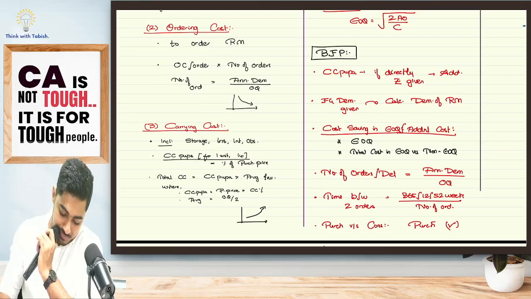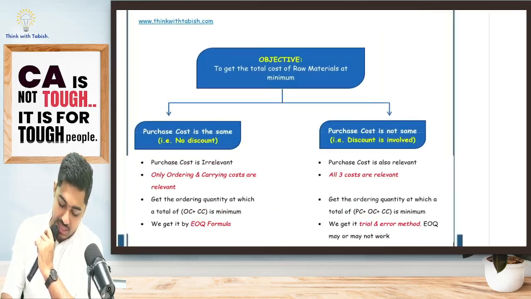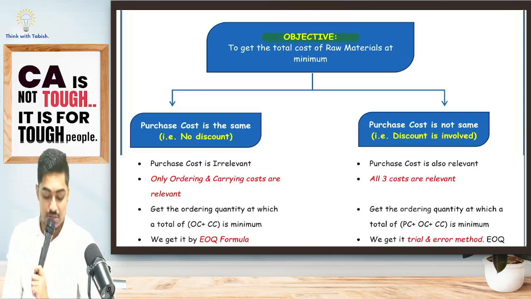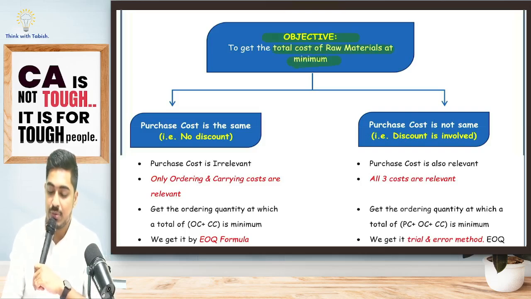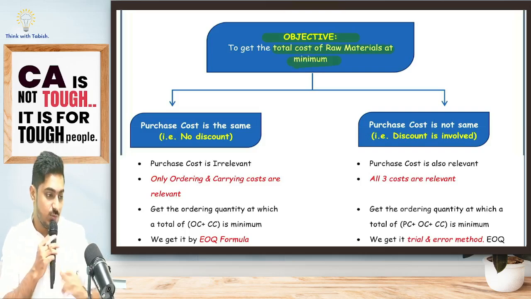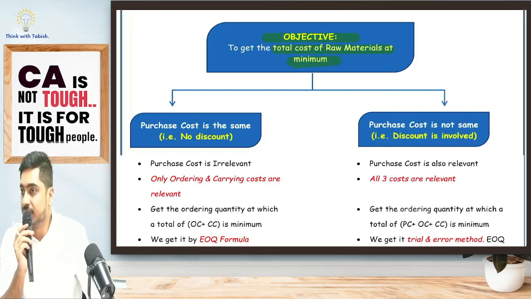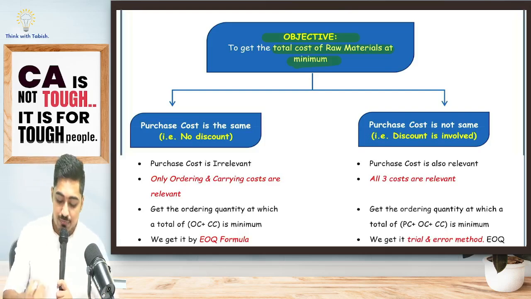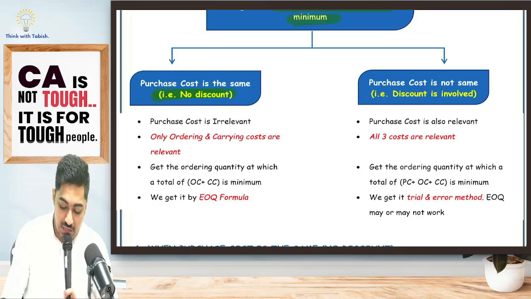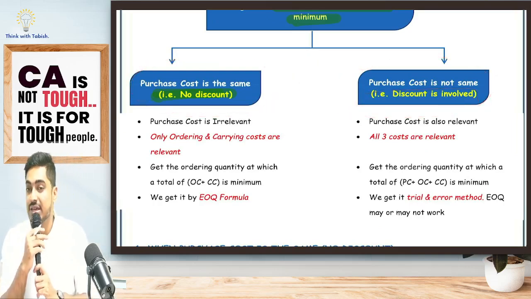Now, objective. What is going to be the objective of my business? To get the total cost of raw material. What is the objective of my business? I want to ensure that the total cost of my raw material should be minimum. Two different situations can be there. First, there is no discount. That means purchase cost is going to be the same. Second, there is a discount. That means purchase cost is also changing.